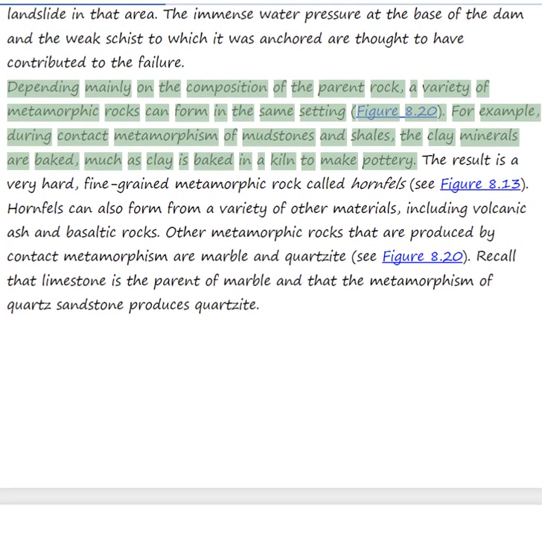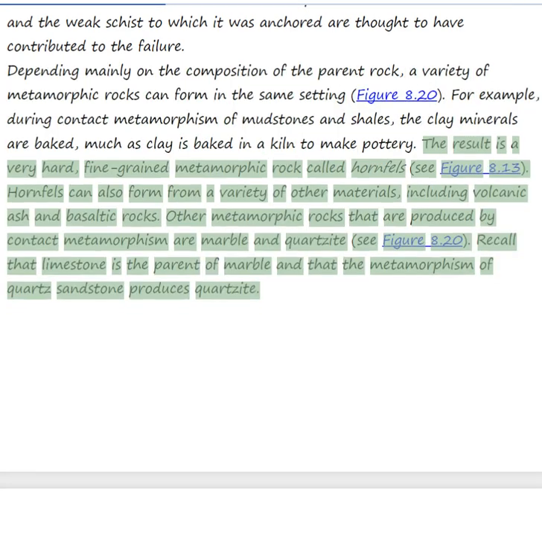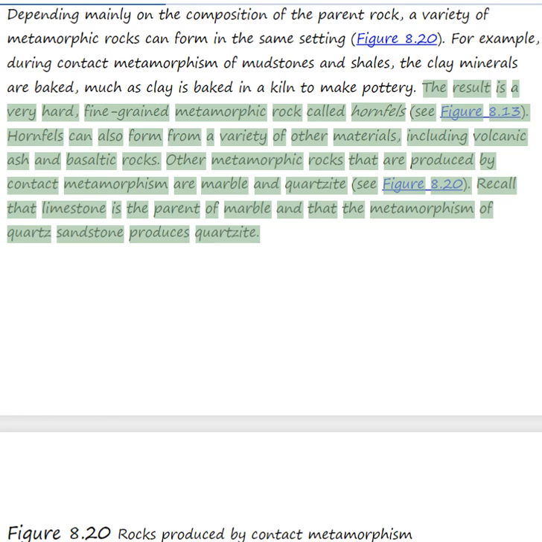Depending mainly on the composition of the parent rock, a variety of metamorphic rocks can form in the same setting. For example, during contact metamorphism of mudstones and shales, the clay minerals are baked, much as clay is baked in a kiln to make pottery. The result is a very hard, fine-grained metamorphic rock called hornfels. Hornfels can also form from a variety of other materials, including volcanic ash and basaltic rocks.